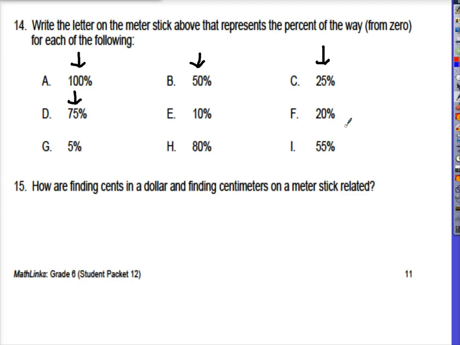Your time has ended. I'm sure you have everything placed on your meter stick. So let's talk about Question 15. How are finding cents in a dollar and finding centimeters on a meter stick related? Well, if you said they're both based on 100, you're absolutely correct. You go to 100%, and with a centimeter, there's 100 centimeters in a meter. Okay? Good job.